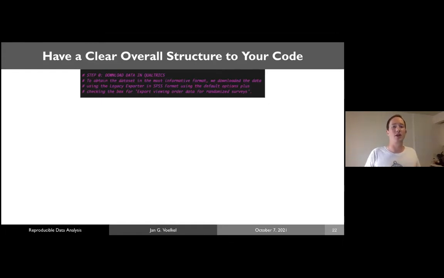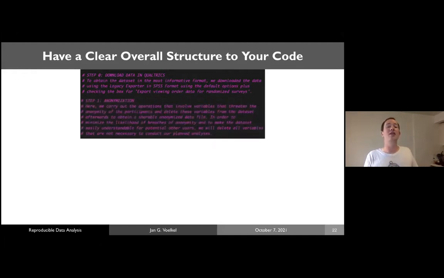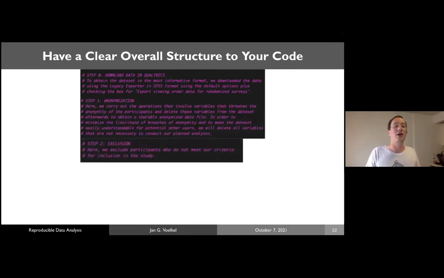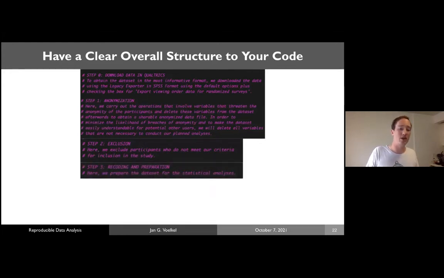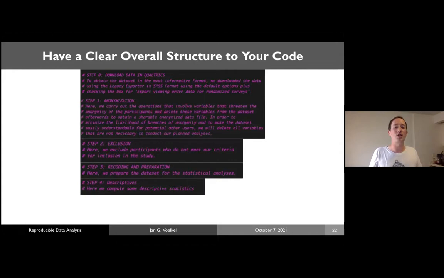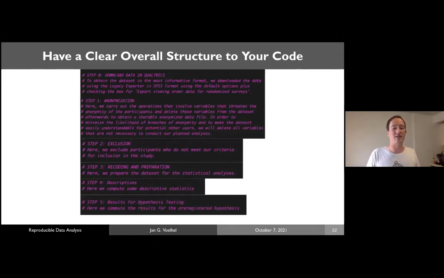Obviously, there's also something that you could put into your data availability README file. Then the next step is anonymization. Step two is exclusion. Step three is recoding and preparation. Step four is descriptive results. Step five is results for hypothesis testing. This can also just be confirmatory tests. And then step six is additional analysis.